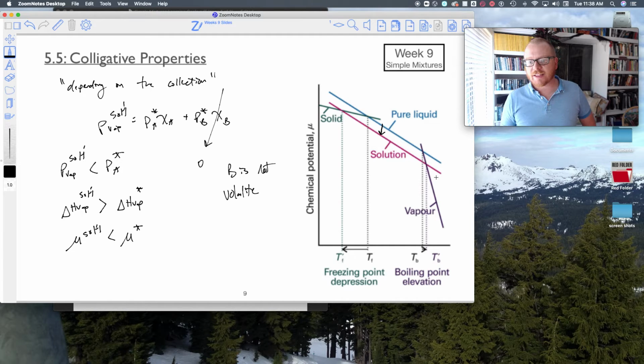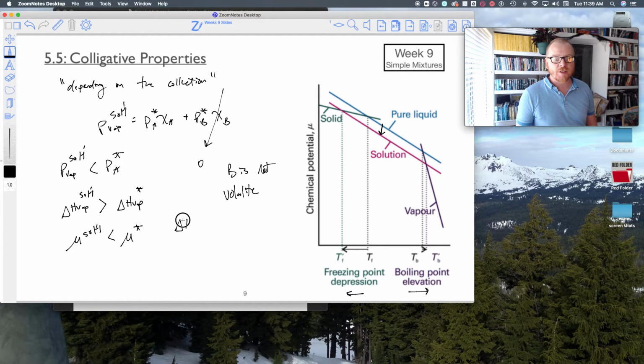And now where you look at these things where they cross, you notice it crosses at a higher boiling point, so it's always boiling point elevation. And now you can see that it crosses at a lower freezing point, so that's always freezing point depression, always, for these types of ideal solutions, okay?